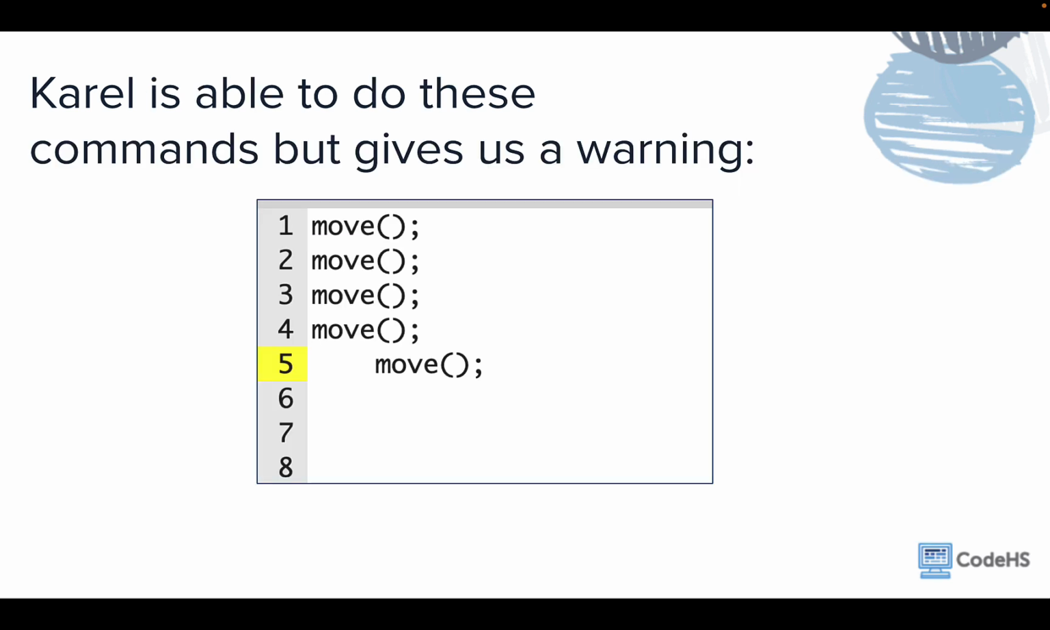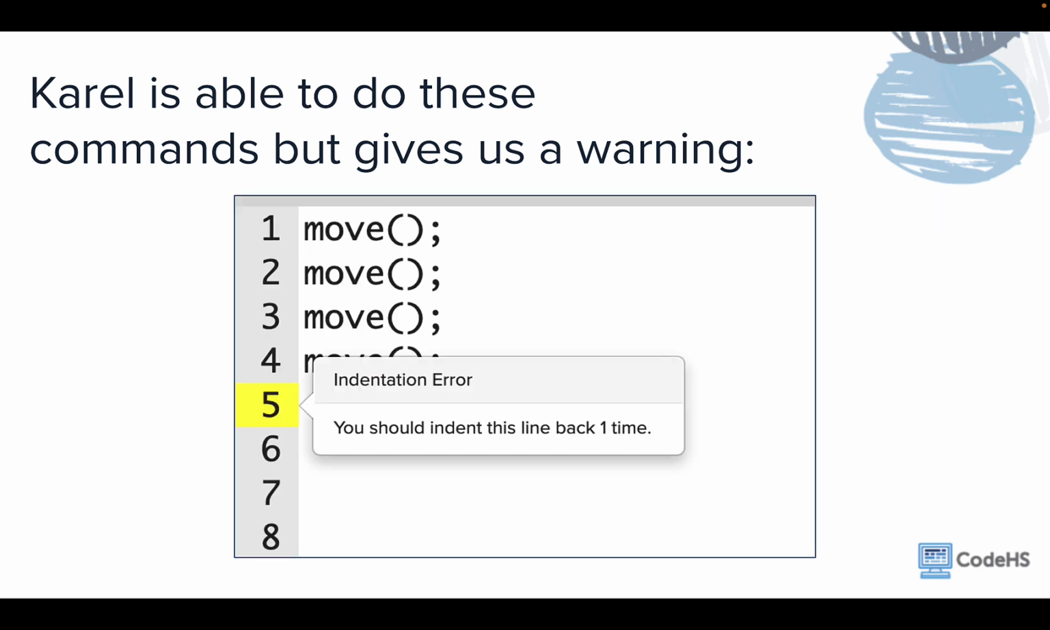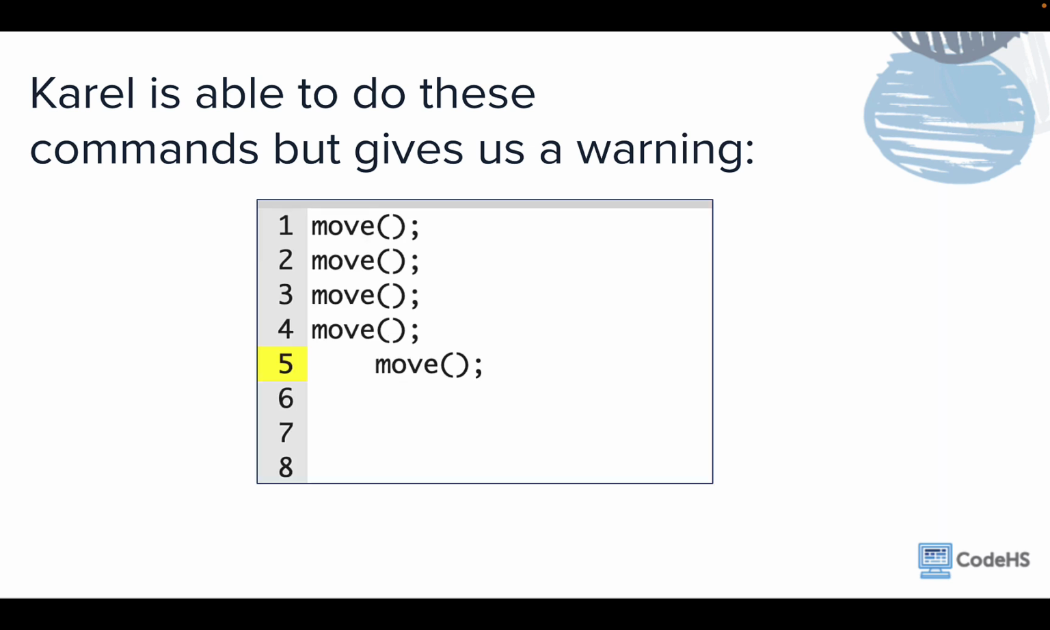Finally, Karel is able to run this code. However, you see the yellow block on the left on line number 5. That's because it's actually giving you an indentation error and telling you how many times to indent this line back. Karel's language expects the code to be lined up on the left side until we get into some other more complex code later on.